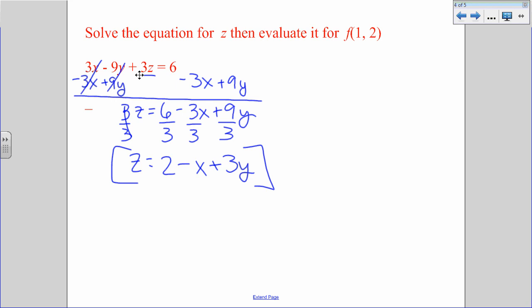Now, we were used to evaluating, guys. We did this in lesson 2.8, I think. We said evaluate the function at f of 2. That meant we plugged 2 in for x, correct? So if I have the function at 1 and 2, that means I can plug in 1 for x and 2 for y. So we're going to go back to this equation. We're going to keep the 2. We're going to minus 1 for the x. We're going to add 3 times 2 for the y. And that's going to equal z.